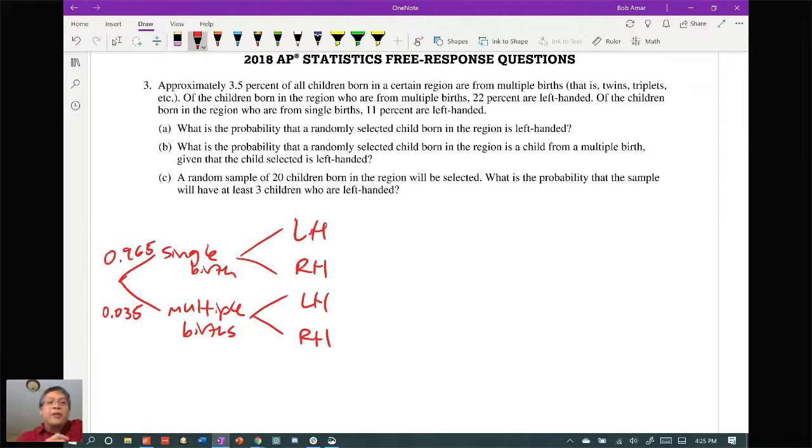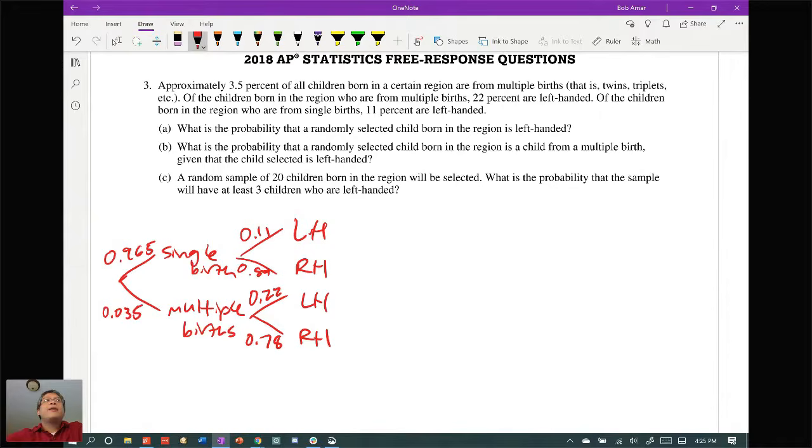We're going to start with the tree diagram because I have a suspicion about what's going to happen with this problem. Of the children born in the region who are from multiple births, 22% are left-handed, meaning 78% are right-handed. From single births, 11% are left-handed, meaning 89% are right-handed, because those are mutually exclusive in theory. All right, so for part A, what is the probability that a randomly selected child born in the region is left-handed?